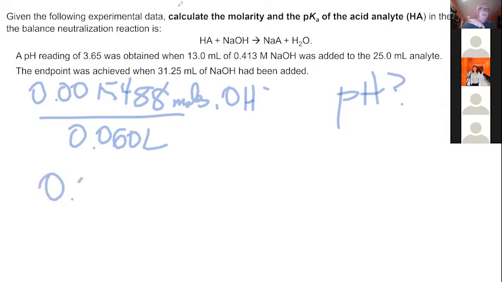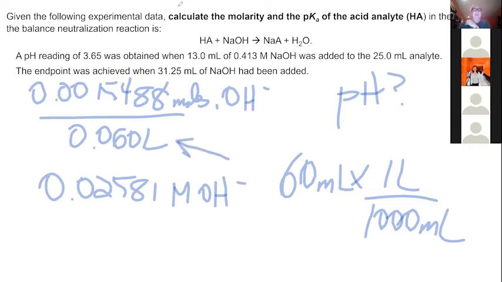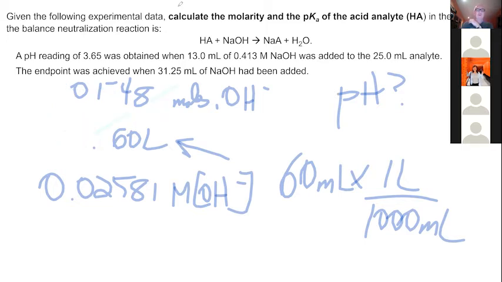0.025 molarity. Where did the 0.060 liters come from? That is 60 mLs. That was my total volume. 60 mLs times 1 liter divided by 1,000 mLs is that. So that gives us our concentration of hydroxide.